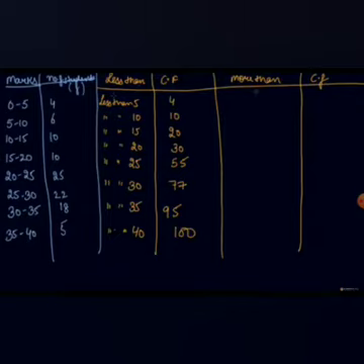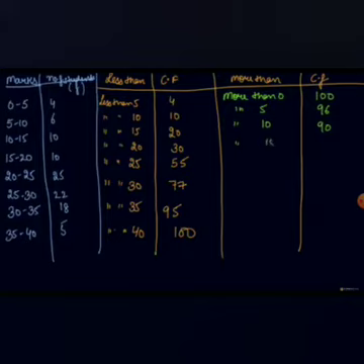Now let's find the more than cumulative frequency for the more than ogive. More than 0. How many students have scored more than 0? All the 100 students. Then more than 5. 4 are less than 5, so more than 5 will be all of them apart from 4. So 100 minus 4 is 96. More than 10, 96 minus 6, 90. More than 15, 90 minus 10 students.